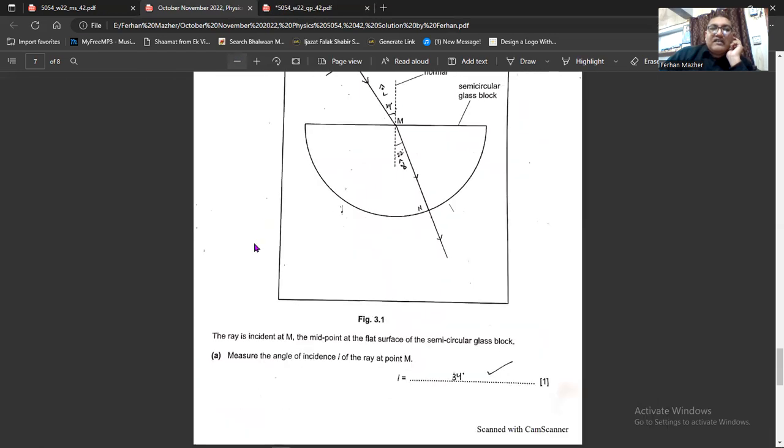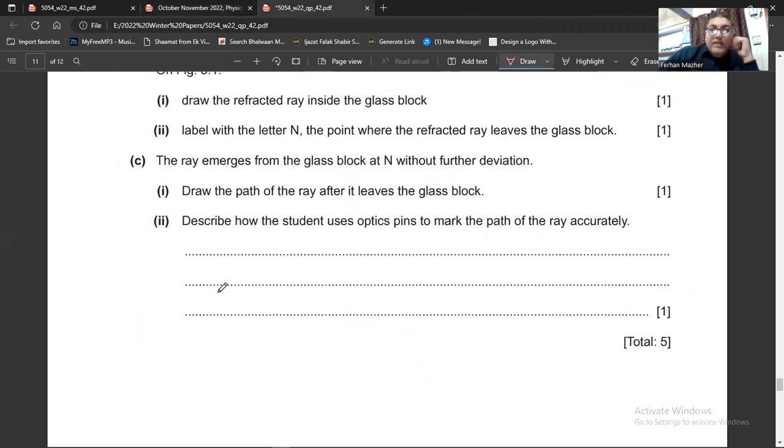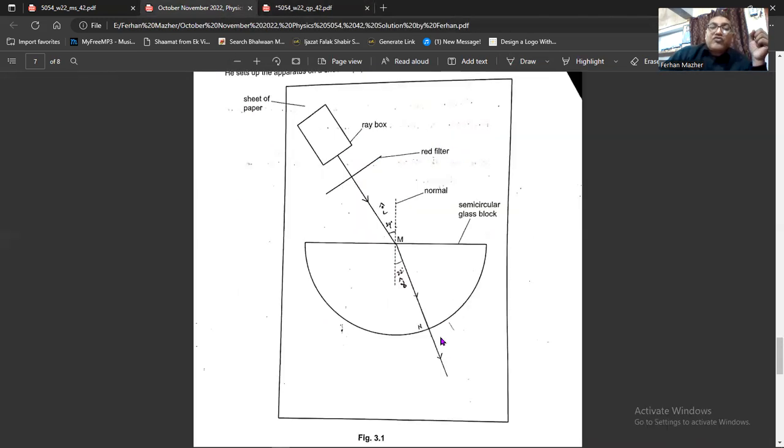Okay, so let me show you the diagram. From N, the light went out and emerged into the air without any deviation. Then he says, draw the path of the ray after it leaves the glass. So it will go straight out.